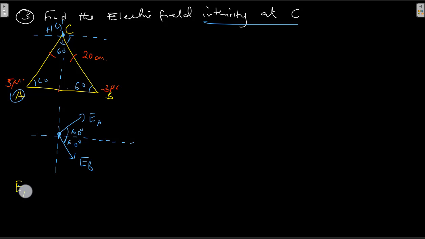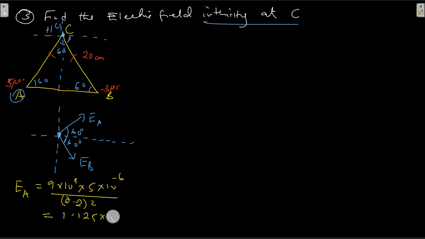The electric field intensity due to the charge at A is going to be 9 times 10 to the power 9, that's the constant K. Then the charge is 5 microcoulombs, so 5 times 10 to the negative 6. The distance between A and C is 20 centimeters. This is an equilateral triangle, so that's 0.2 meters squared. If you put these values into the calculator, you get about 1.125 times 10 to the 6th power newtons per coulomb.